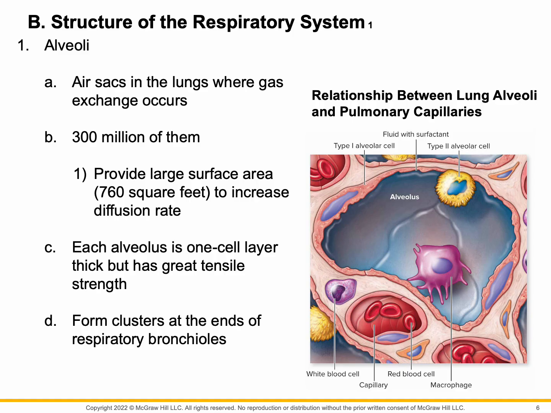Now, if you look at the picture on the right-hand side, you can see that type 1 alveolar cell, type 2 alveolar cell, and macrophages are found in the alveolus. Also, the fluid with surfactant, as well as capillaries with red blood cells and white blood cells are shown here in this picture on the right-hand side.